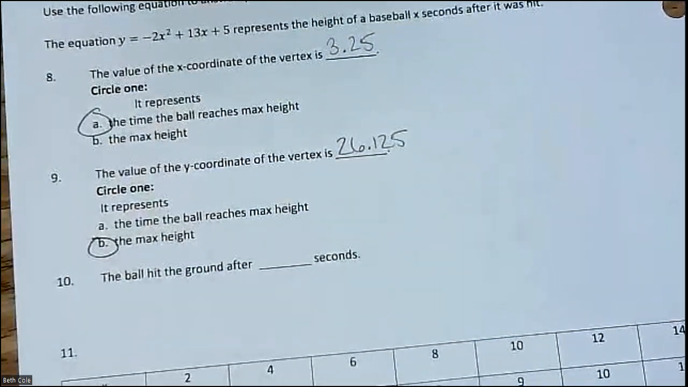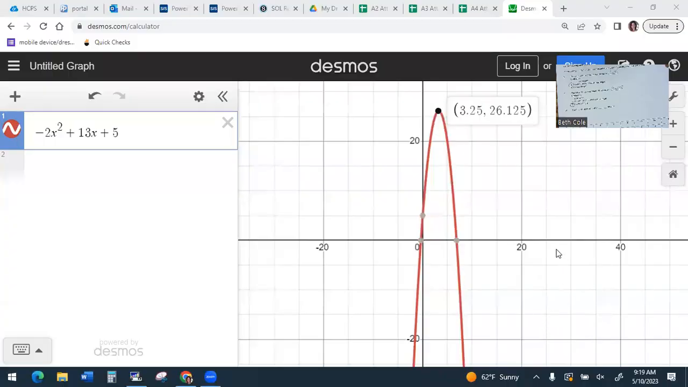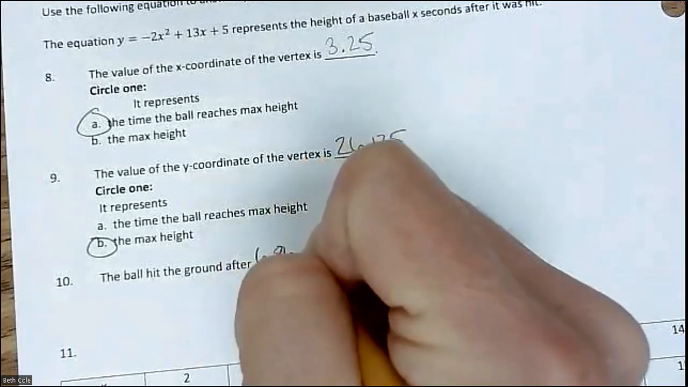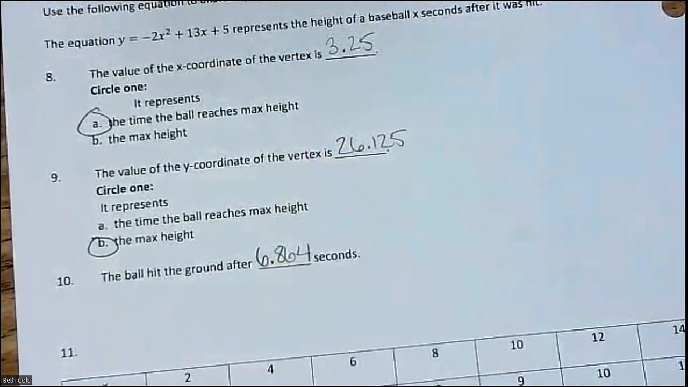And then number 10 is when the ball hit the ground. Sorry, I'm not trying to make you seasick. I just have to keep on sharing the screen here. When the ball hits the ground, I'm going to click right here. Do you see that? Yeah, we'll round to 6.9, or you can say 6.864, whatever. 6.864 seconds. I'm just going to write all the decimal. But you just click on that part of the parabola and it'll give you the answer.